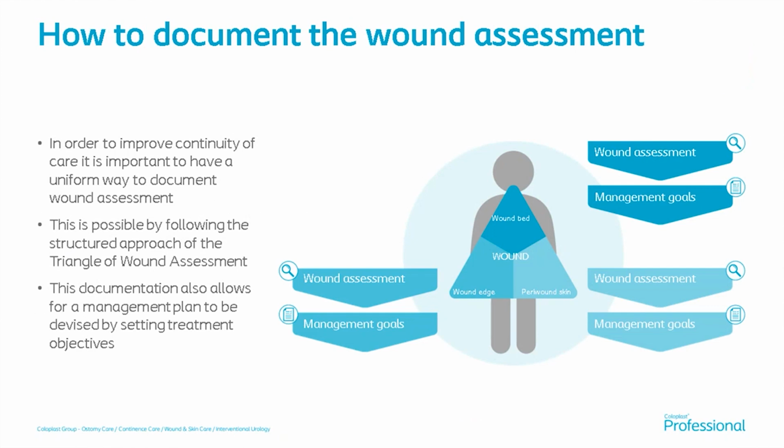So how do we document wound assessment? Well, we can do it in this sort of three-step approach, the triangle of wound assessment as we see it. So we can document about the wound edge, the wound bed and the peri-wound skin. And each of those can be broken down into what we then identify as our management goals. And that gives you that really structured approach and allows for the documentation to be kept manageable and to form part of your management plan and really identify the objectives of the wound.